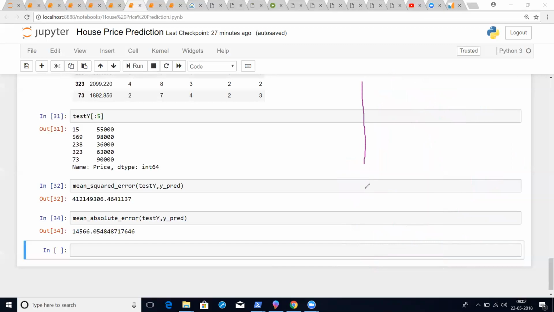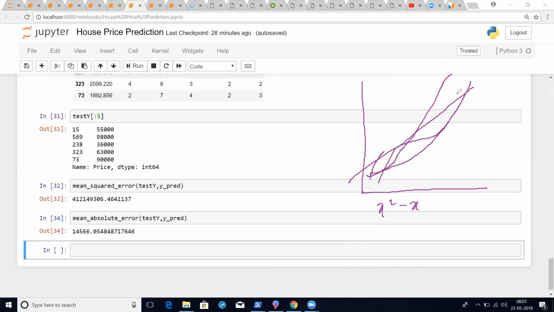So y is equal to mx plus c. This is a straight line, right? Somewhere it is a degree 2 line. It won't be like this. Somewhere a degree 2 line. This is a degree 3 line. So if you have x square minus x, it will be like this, right? Something like this. So the more degree you add, the more curvy it gets.